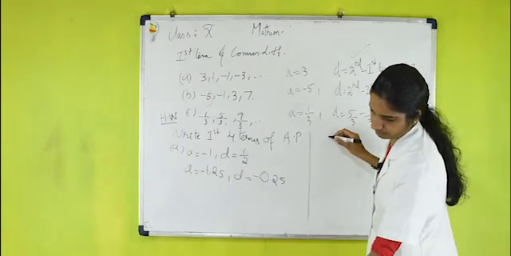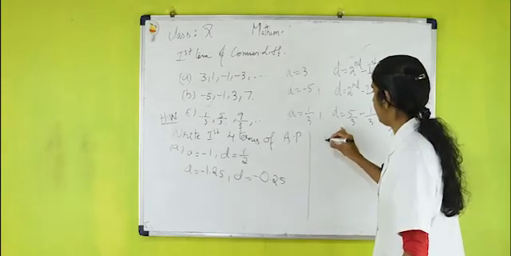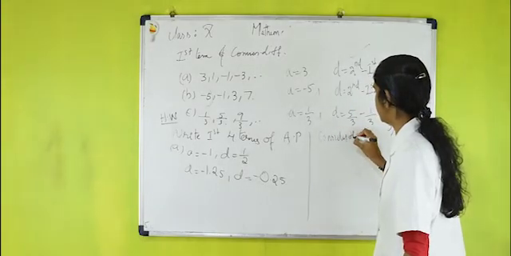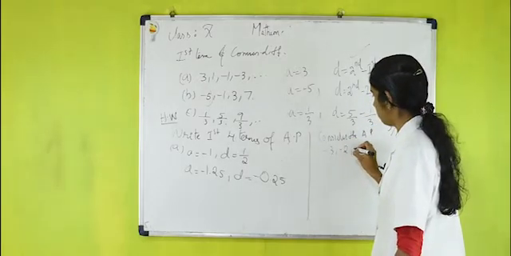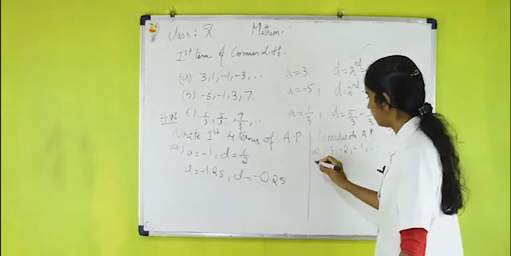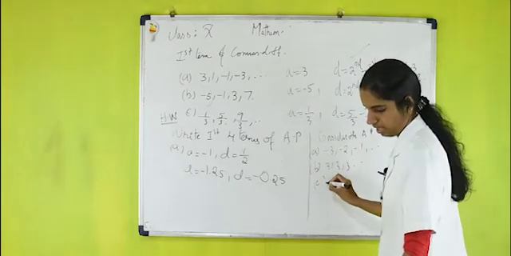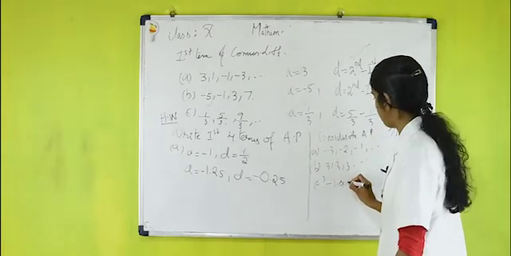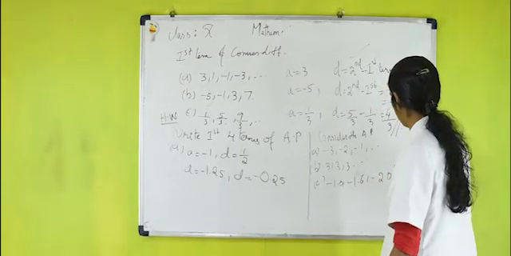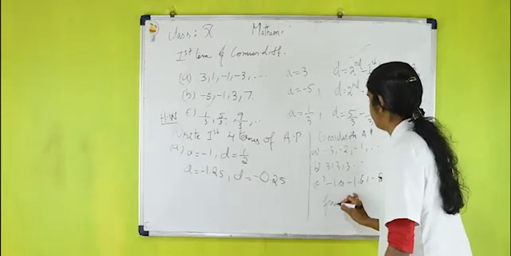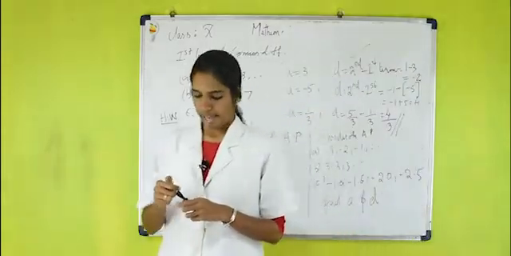So write the second one. Consider the AP: a, minus 3, minus 2, minus 1, etc. b, 3, 3, 3, etc. and c, minus 1.0, minus 1.5, minus 2.0, minus 2.5. Find A and D.